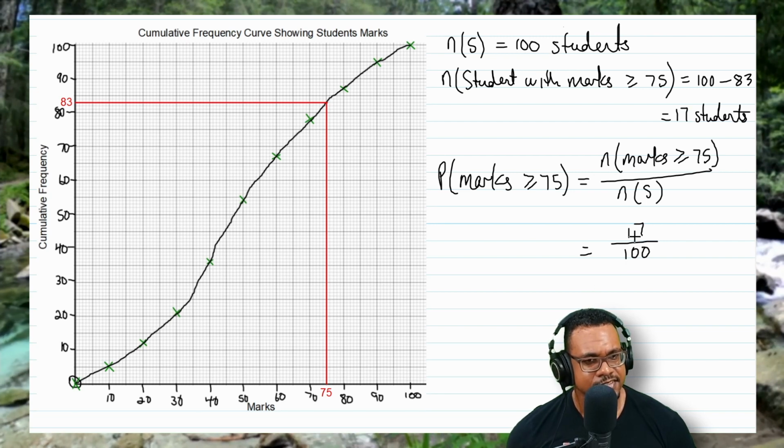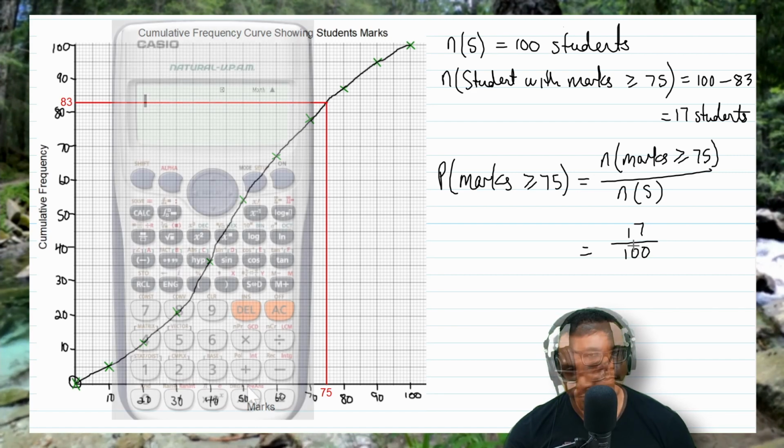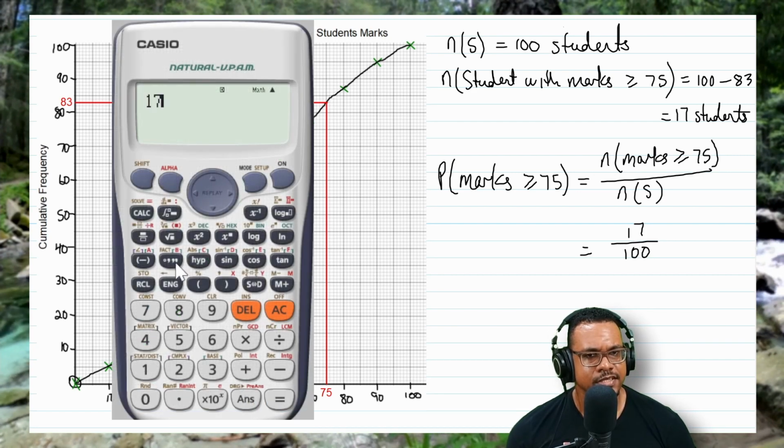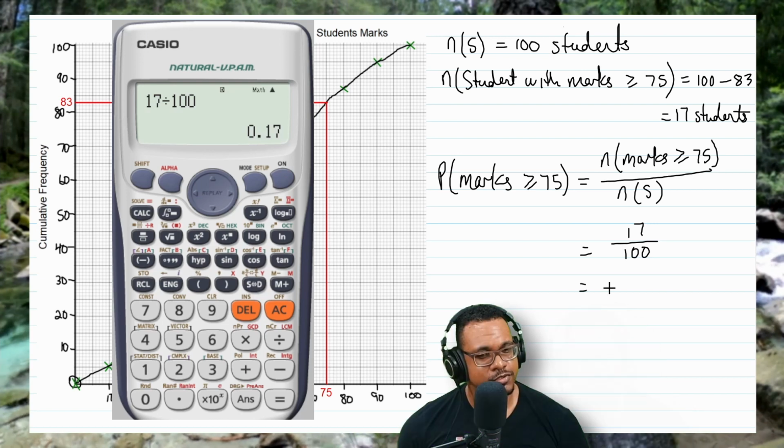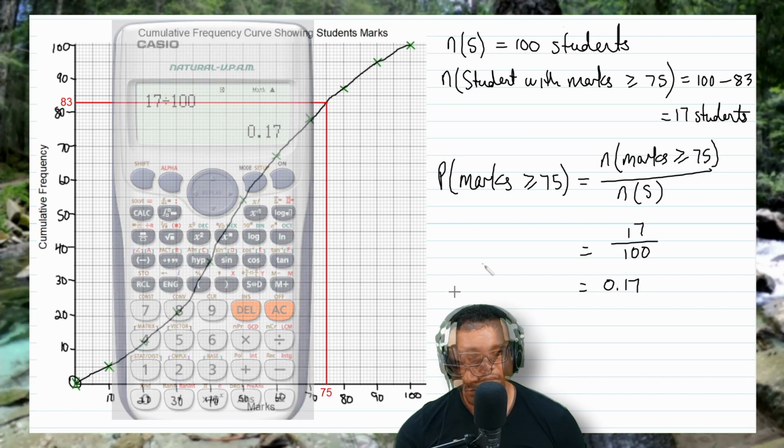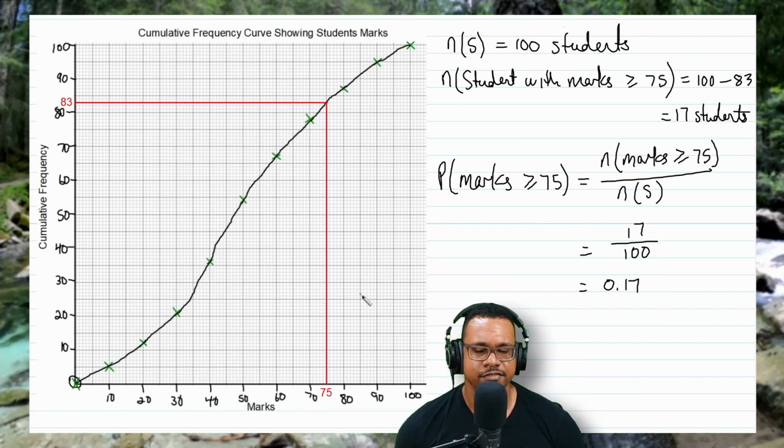So I can leave it as that, 17 over 100, because you can't break down that, or I can write that as a decimal. So I simply put 17 divided by 100, press equal, convert it to a decimal, and get 0.17. So that's equal to 0.17. And that will bring us to the end of this video.